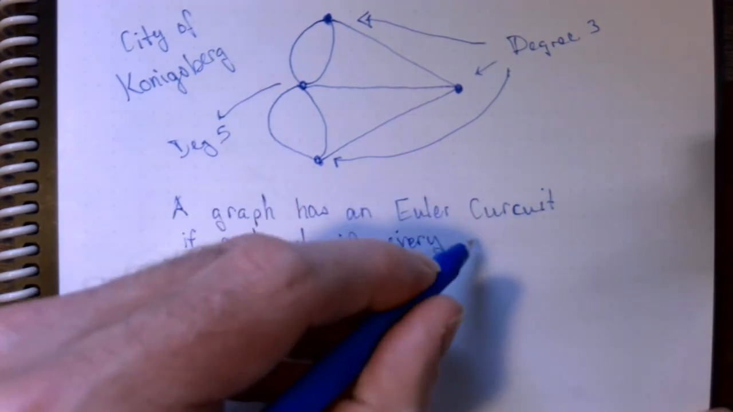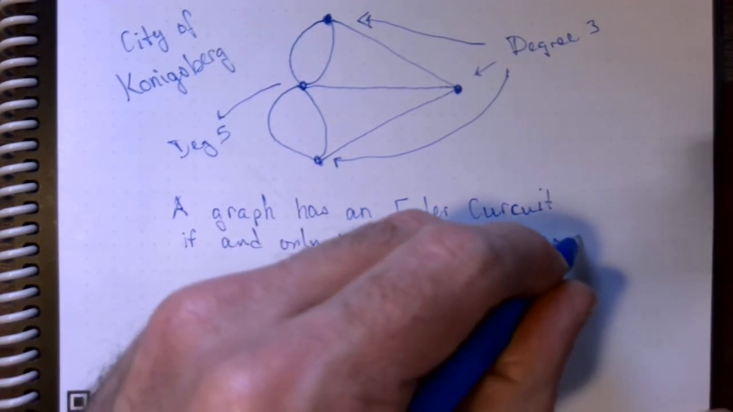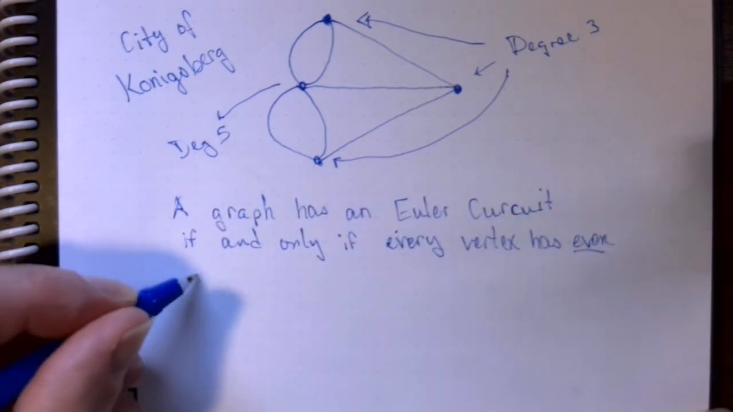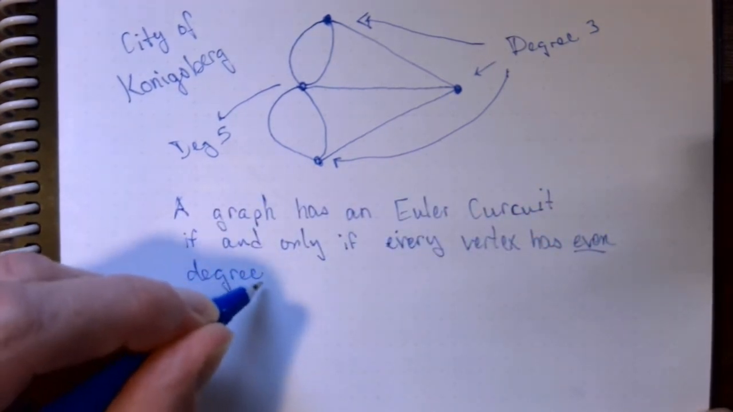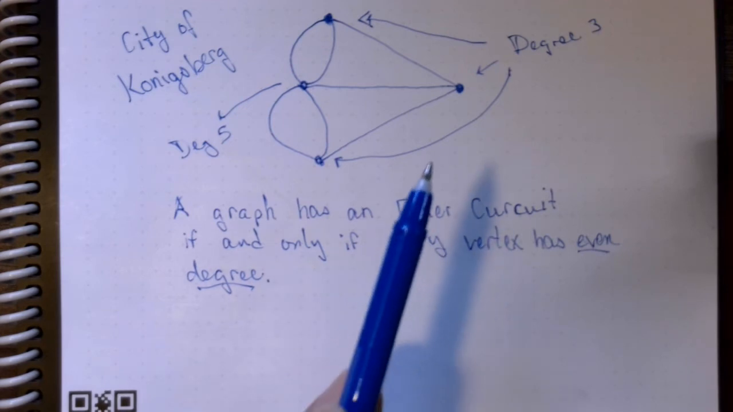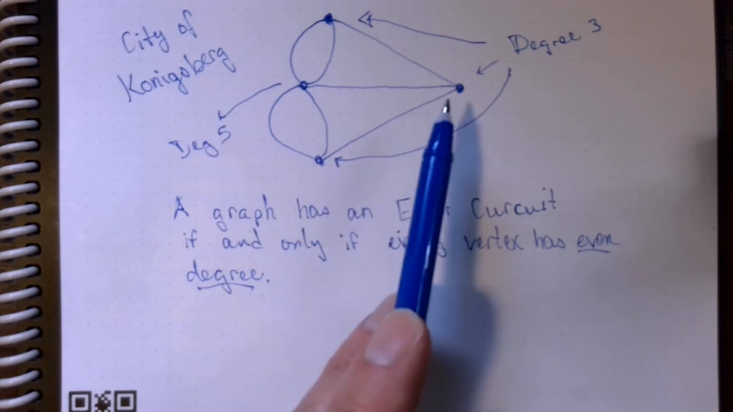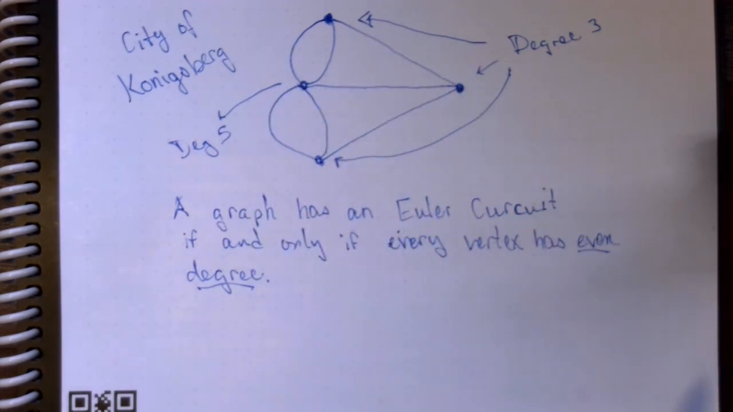every vertex has even degree. Okay, so if you have even one vertex that has odd degree, that ruins your Euler circuit, basically for the reason that we talked about. You'd have to come in, go back out, and then leave again. So you wouldn't be able to start and stop in the same place for that vertex. So that would be trouble.